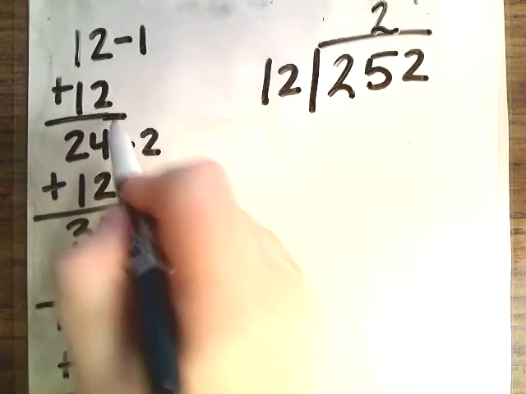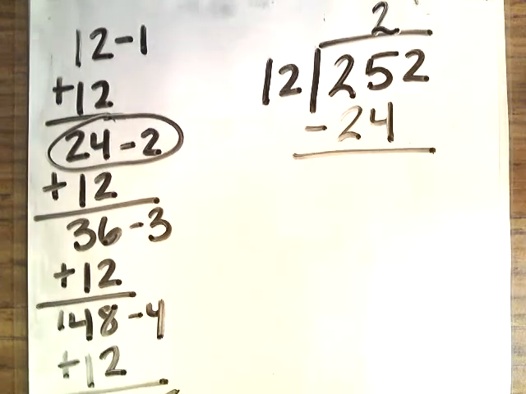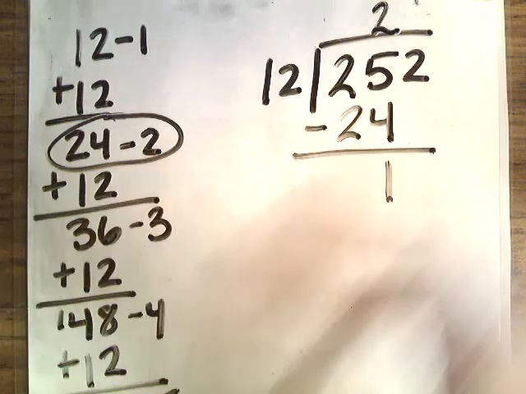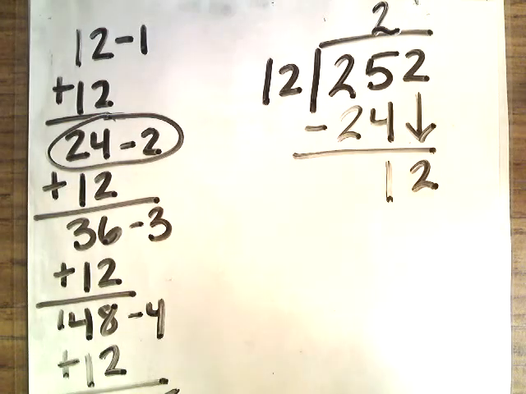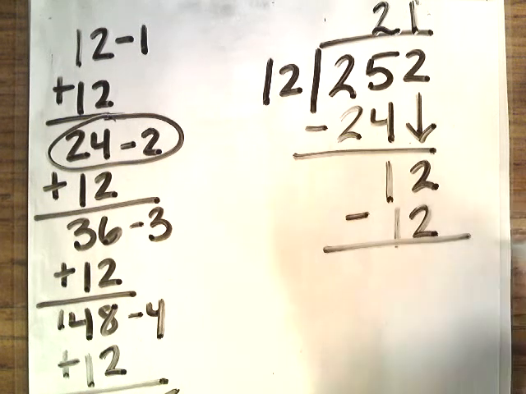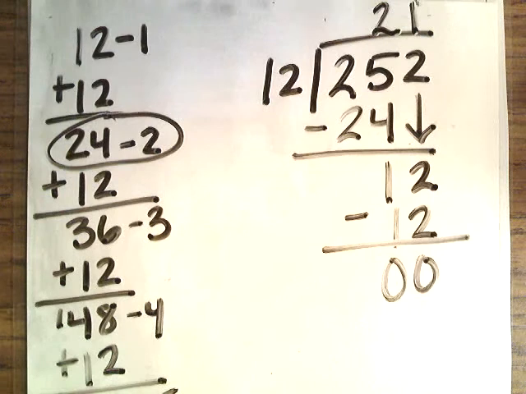2 times 12 we know is 24. We subtract. 5 take away 4 is 1. 2 take away 2 is 0. Bring down the 2. 12 fits into 12 one time exactly. 1 times 12 is 12. We subtract 0, 0. We do not have a remainder. We do not have any more numbers to bring down. So we have got an answer of 21.